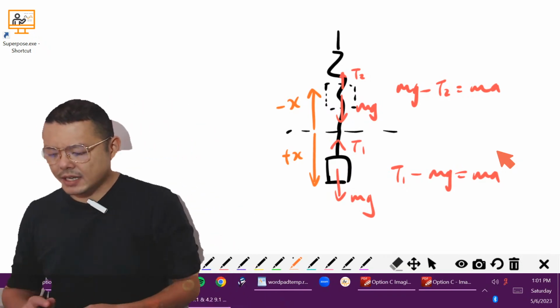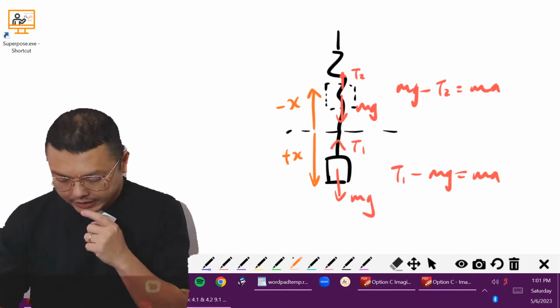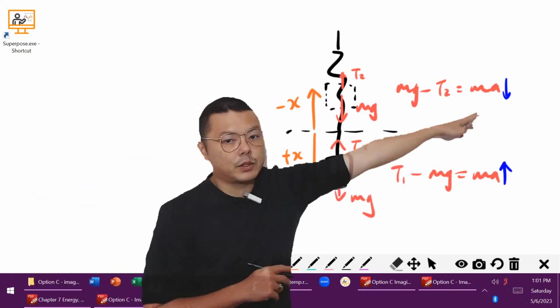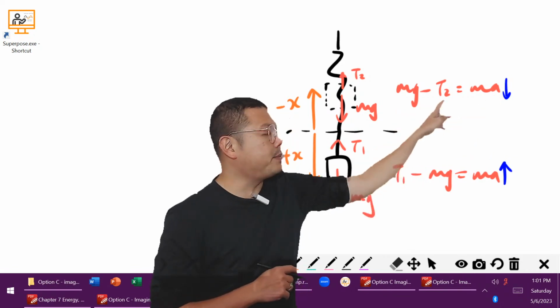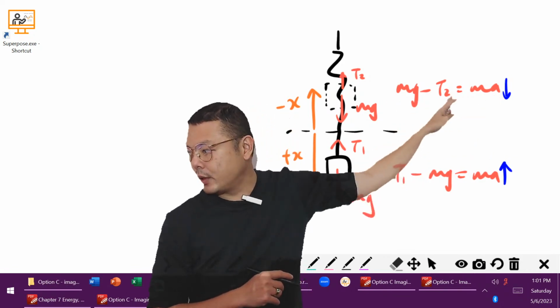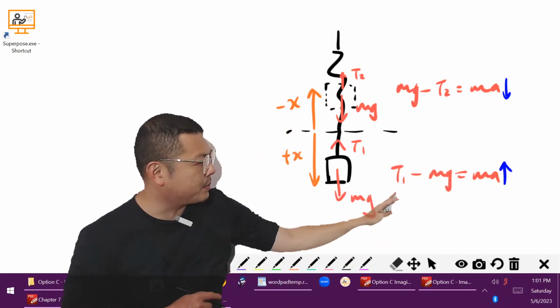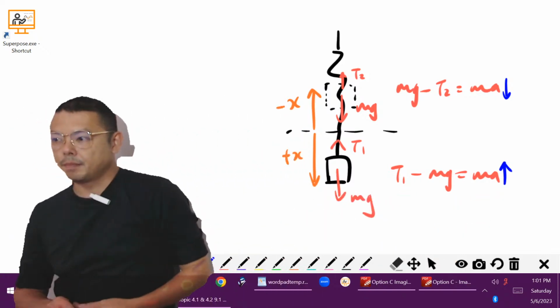So these are all the systems, and how does the acceleration work? Actually, the acceleration for this one is pointing downwards, and the acceleration for this one is pointing upwards. Sorry, I just want to add in these two arrows. The acceleration here is pointing downwards because mg is more than T2, so downwards is the prevalent direction. And for this one, T1 is bigger than mg, so upwards is the prevalent direction. Okay.